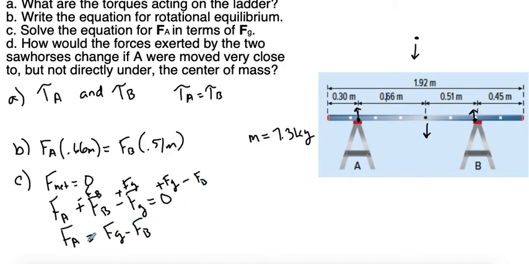And we get that. Okay, so do we know force of gravity? Yes, because we have a mass of the ladder. So F sub G is equal to 7.3 times 9.8, which gives us 71.54 newtons. So that's F sub G, which we could plug in there in a little bit if we want to.